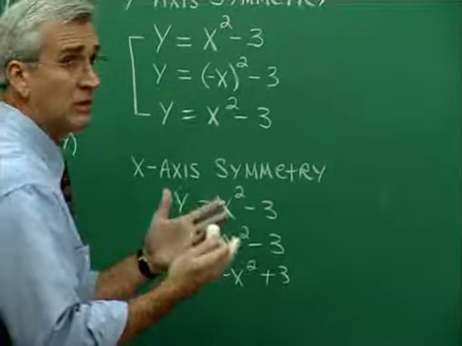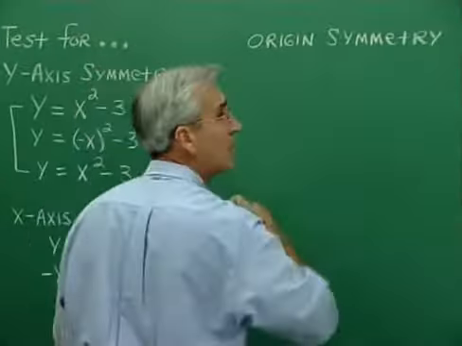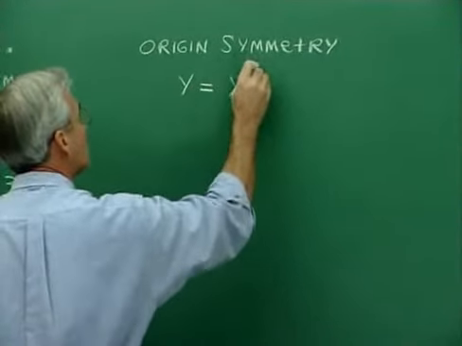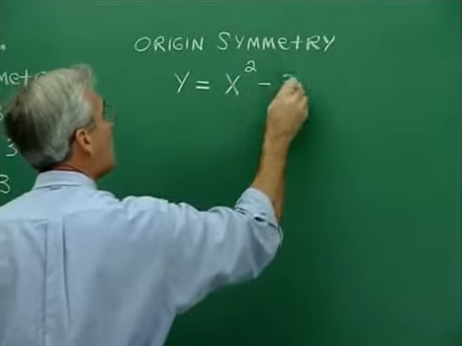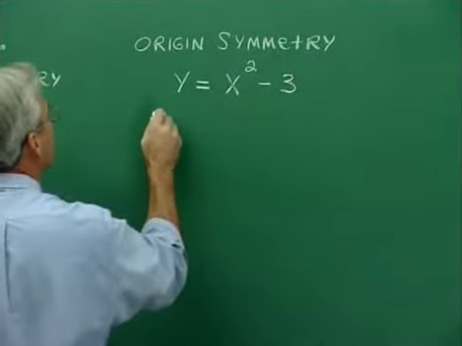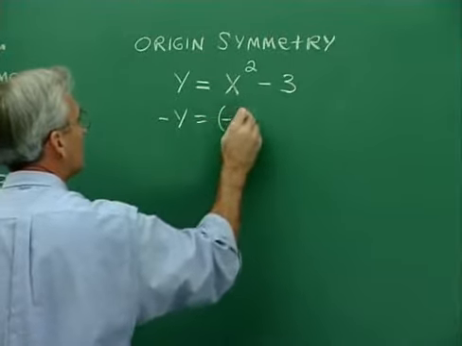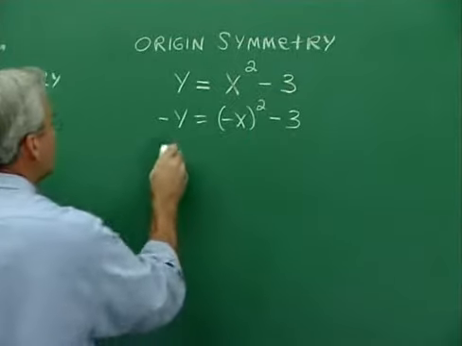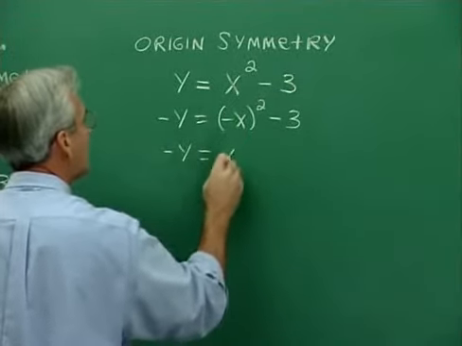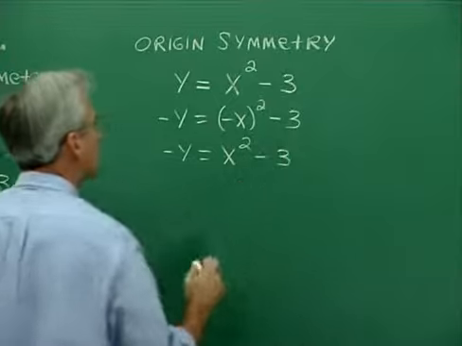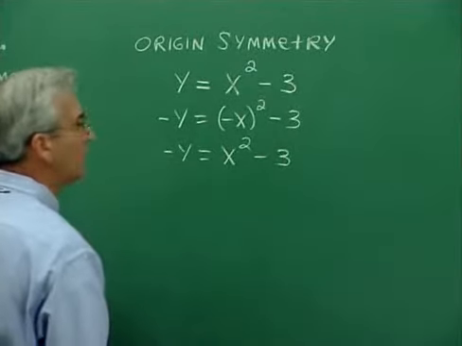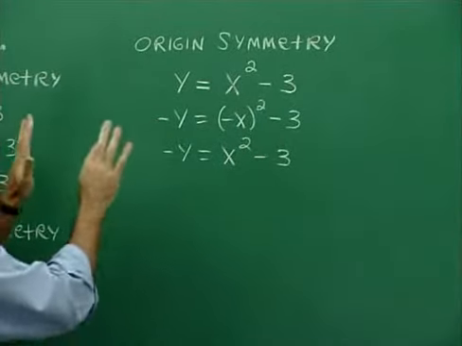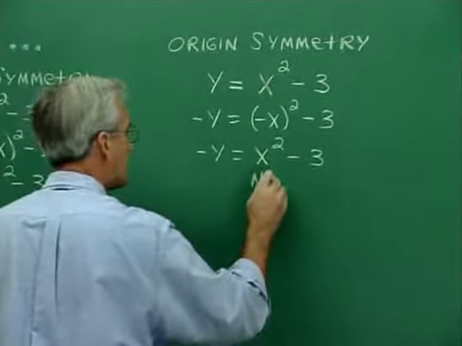All right. In a similar way, we would test for symmetry about the origin like this. We would take the original equation, replace both x and y with their negatives, and see if we have an equivalent equation. Well, let's see. This remains the same. Here we have x squared, then minus 3. Can we make this look like that? No, we can't. If we multiply through by a negative, it still won't look like that. So we don't have symmetry about the origin. So the answer here is no.